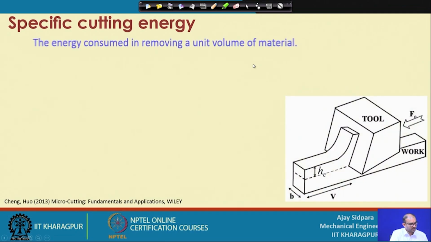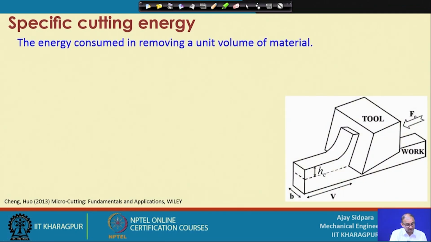So, what is the specific cutting energy? Let us now see how much energy we have to spend in cutting the material. This is defined as the energy consumed in removing a unit volume of the material. So, let us take this example of orthogonal cutting. Your tool is moving in this direction, and let us consider the width of the tool is higher than the cut. So, B is the width of cut, HC is our uncut chip thickness, and V is the volume of this part.